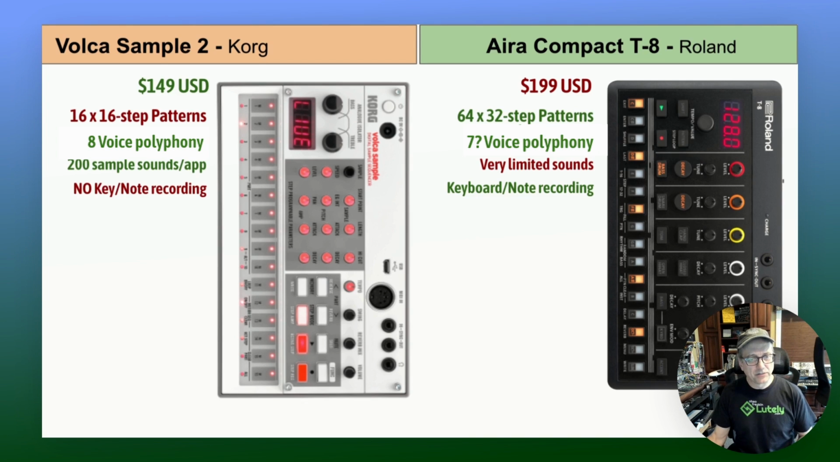Keyboard mode is a big deal for me. On the Sample 2, there is no way to record melodic sounds using a keyboard structure. You actually have to go into each step and change the speed of the sample to match the note that you want to play. That's somewhat annoying when you're trying to make a melodic sample. On the T8, you do have a keyboard mode, and so you can do note recording using a keyboard.